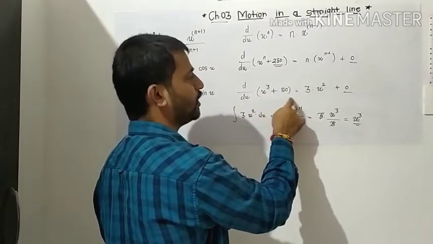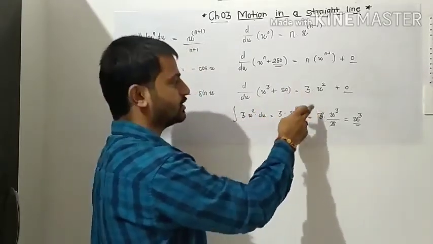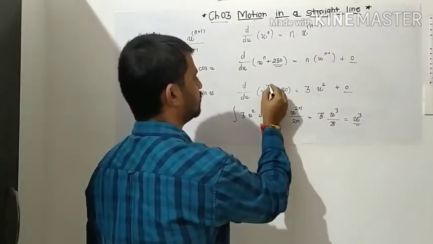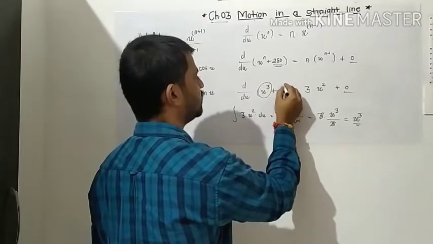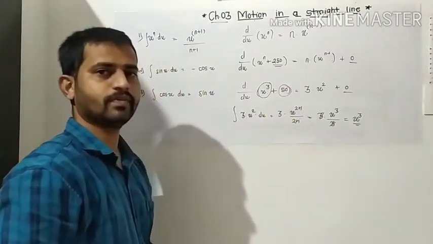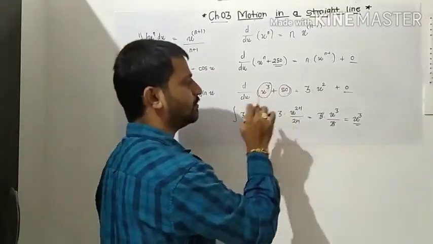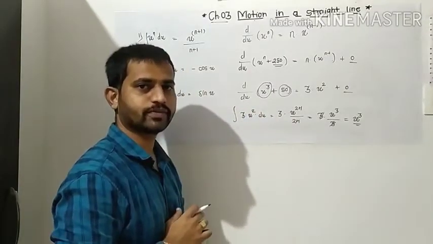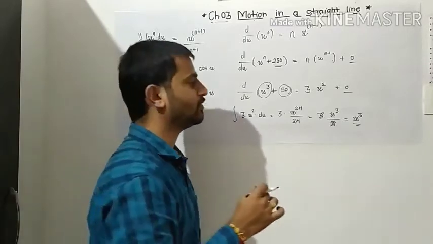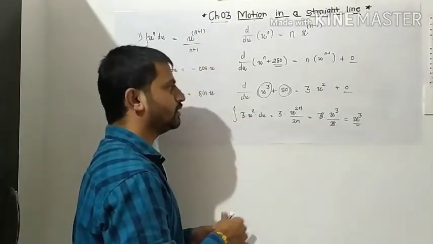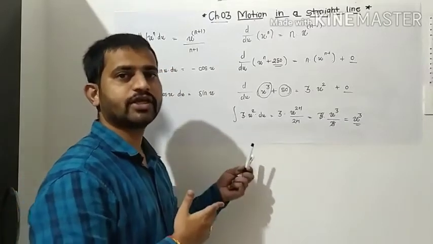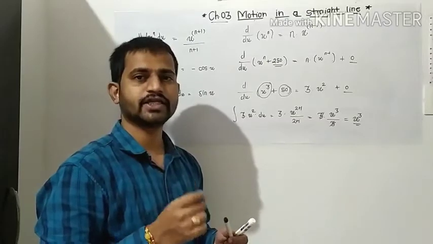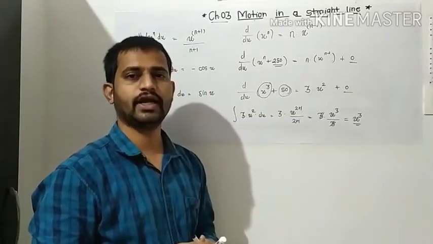But if we consider the integration, we come to know that the integration gives only this term. Then what about this constant term? For that purpose we have to consider one indefinite constant here. Whenever we take the integration of any such algebraic expression, each and every time we have to add the indefinite constant.